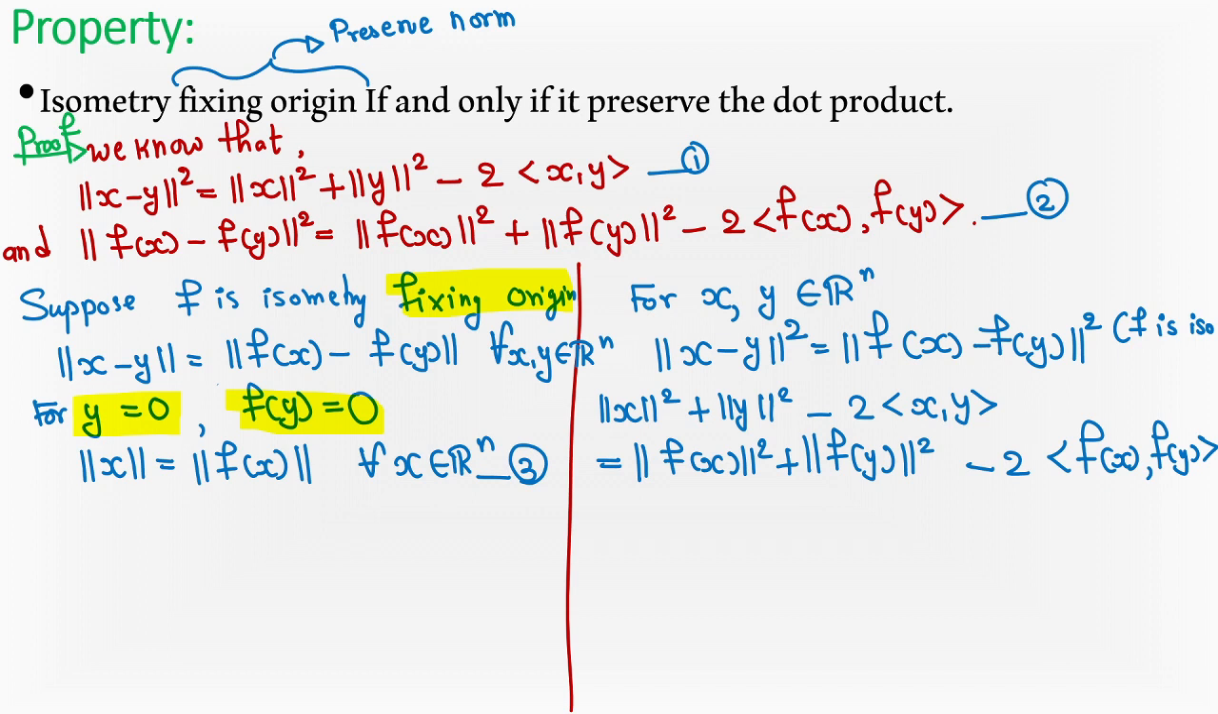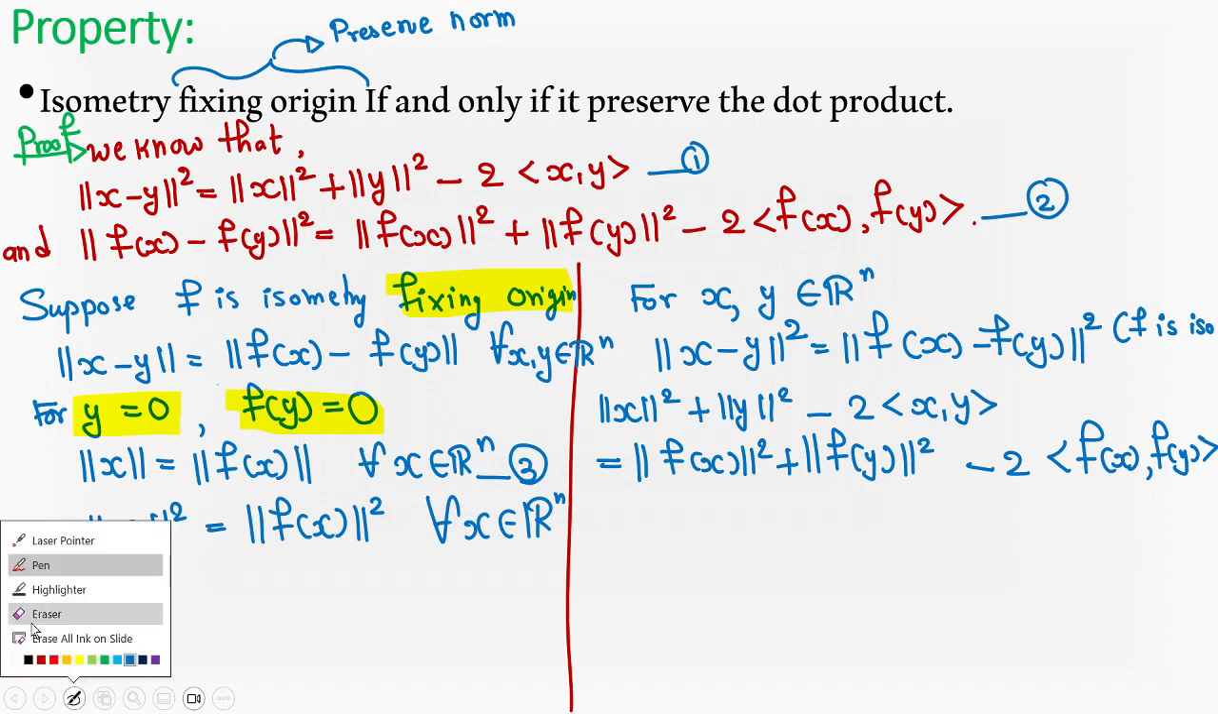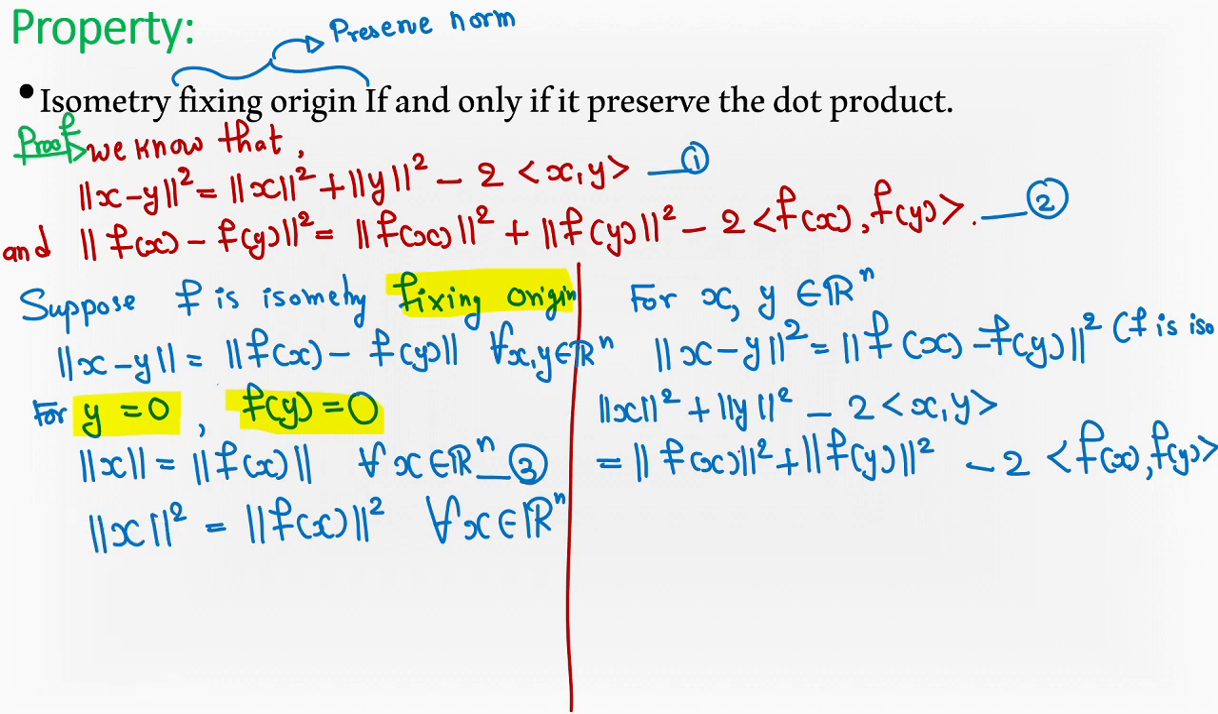And from this result 3, what we have found is that the norm would be preserved. So the norm of x would be the same as the norm of f of x. Can I say the norm of x square would be the same as the norm of f of x the whole square for all x inside Rn? This would be true. If the numbers are equal, the squares are also equal. The reverse way is not true, by the way. Correct. So based on this, I can see this is equal to this, so I can cancel. Similarly, this is equal to this, so I can cancel.